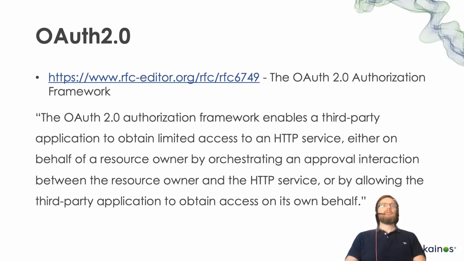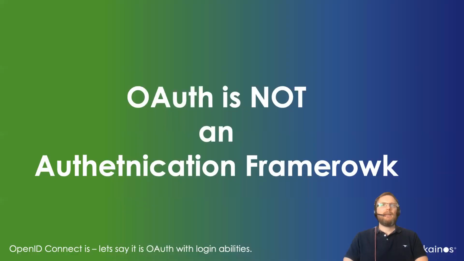So OAuth 2.0 by definition stands for authorization framework. It is an authorization framework, and it enables a third party, whether an application or a service, to access data stored on a different server or provided by a different service. And OAuth is not an authentication framework by definition. So if we would like to add the authentication layer on top of OAuth, we can, for example, use OpenID Connect, which we'll see some examples of today as well.